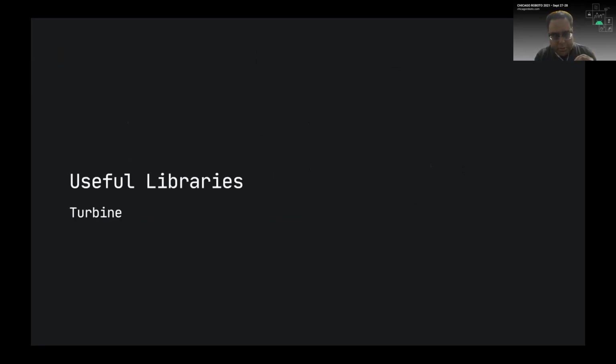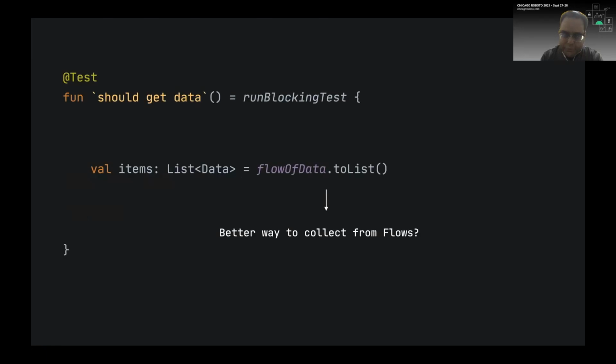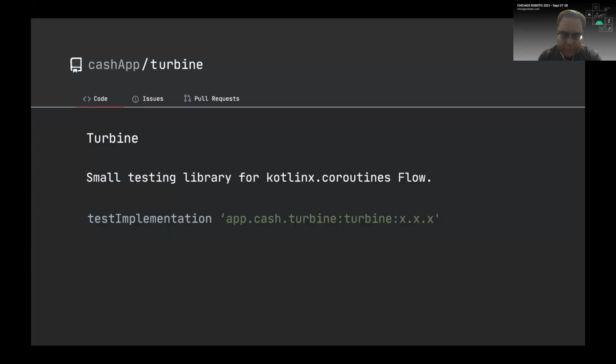So next, let's build upon this basic knowledge. What are the useful libraries out there that help you to test flows? There's one library by Square that I use called Turbine, and I'll show you examples of how to use that. So what is a better way to collect flows? One approach is that you don't have to use that library, but if you don't use it, then you have to call these terminal methods like single or toList or collect. That approach also works.